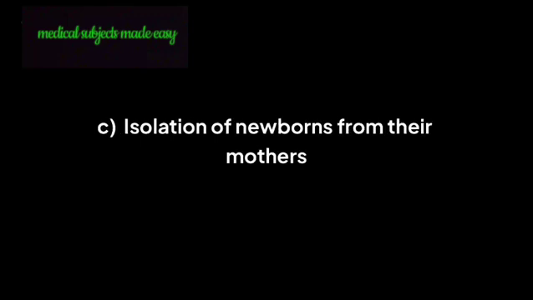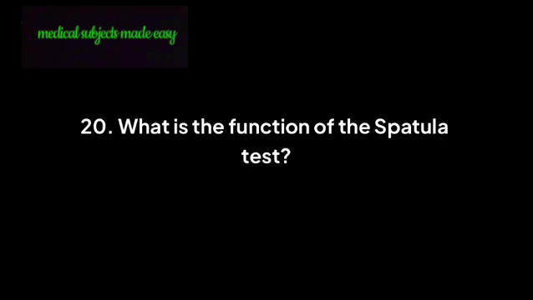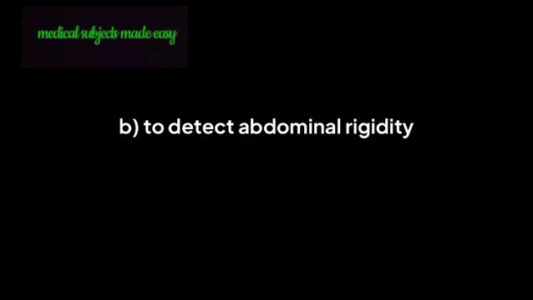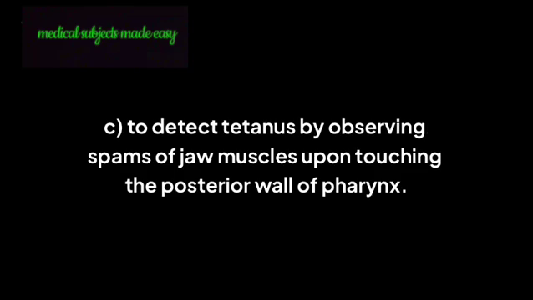Then the 11th question is, what is risus sardonicus? It is sustained spasm of the facial muscles that produce a grinning expression. So it's the facial muscles. This is a very specific sign of tetanus. And what is the most common early symptom of this one? It is stiffness of the jaw. First sign is trismus. So trismus is the first sign.